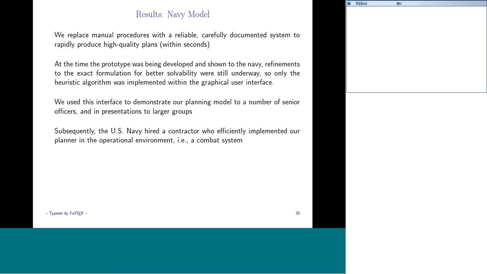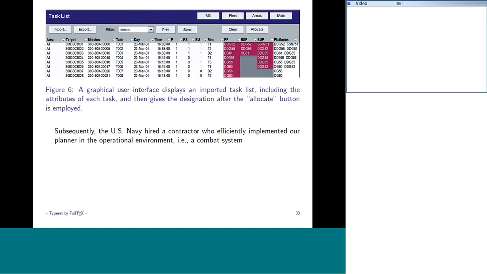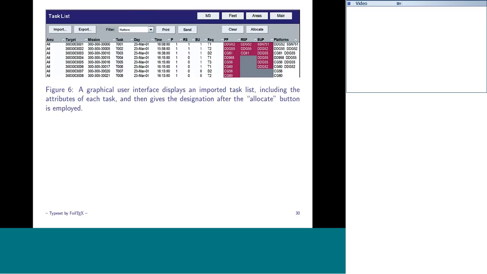We demonstrated these capabilities to quite a few naval bases. Then the contractor implemented the GUI, the graphical user interface, for them. And it looked something like this. They imported their task lists, they could export a task plan, and they could click on the allocate button to perform the allocation. We wound up using a heuristic in the end to solve that integer program, and the details are in a paper that we published in a special issue in Naval Research Statistics.